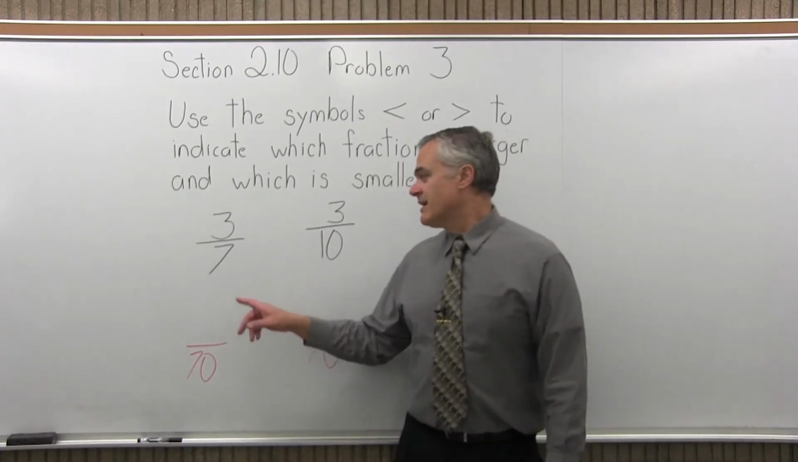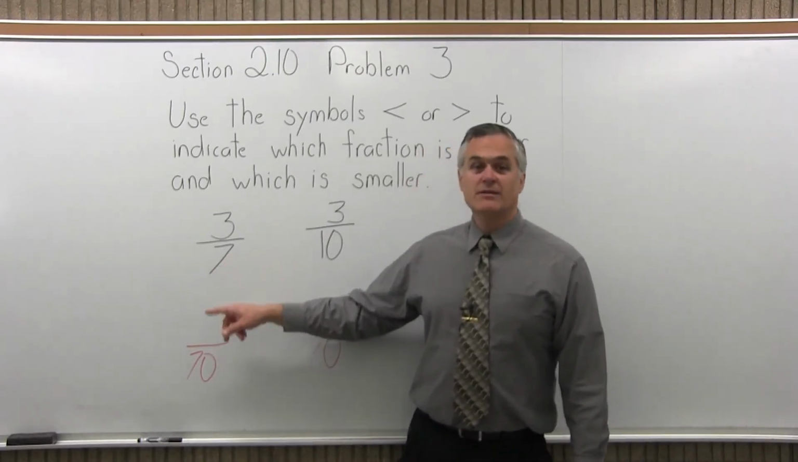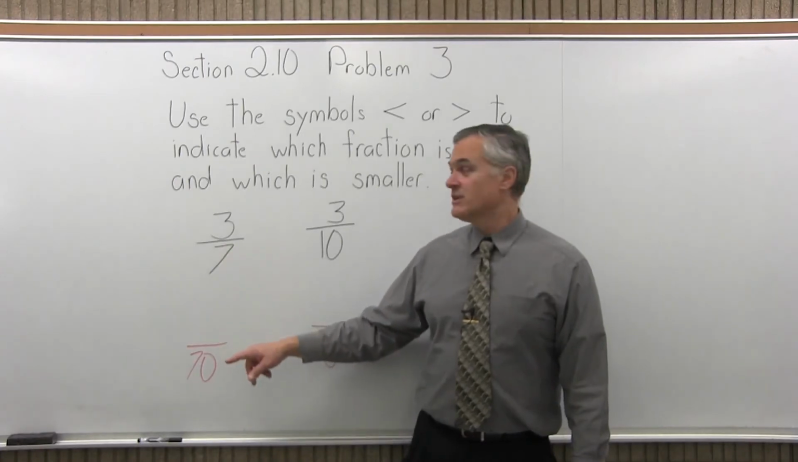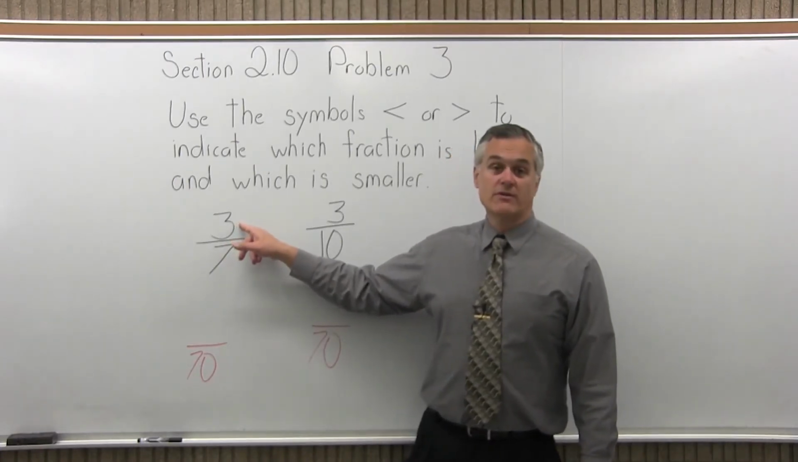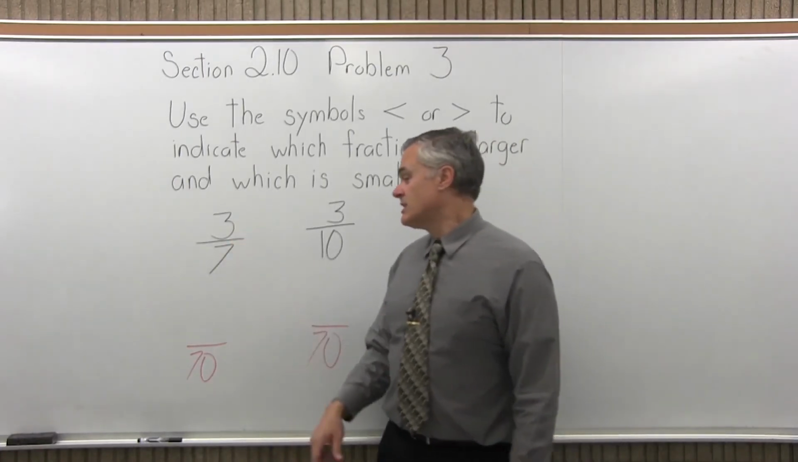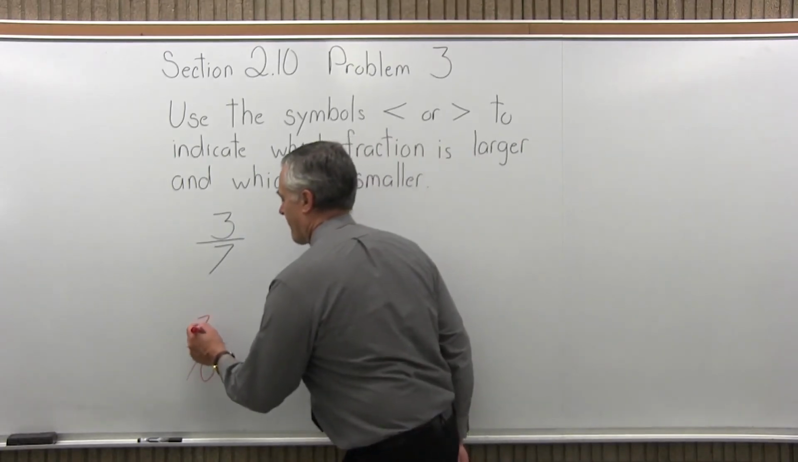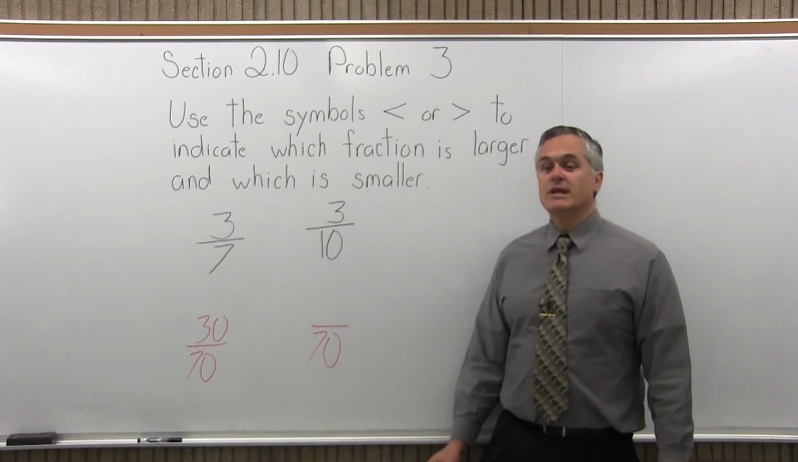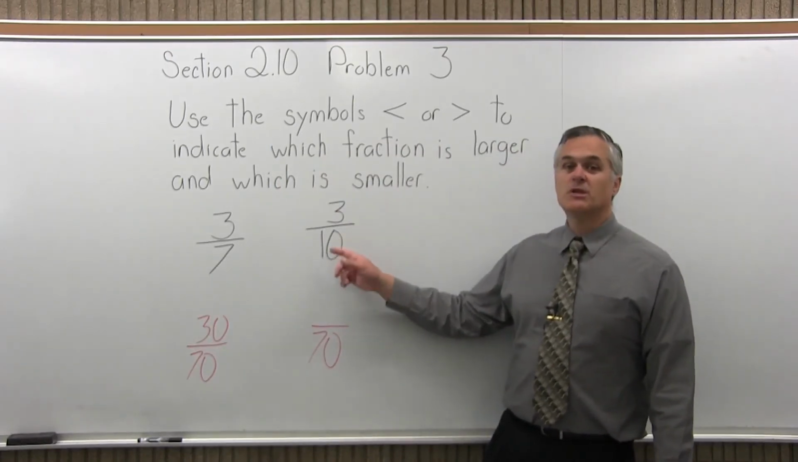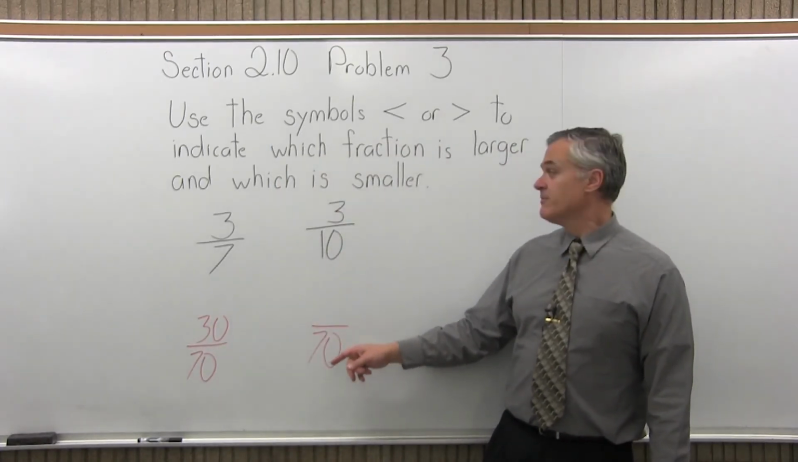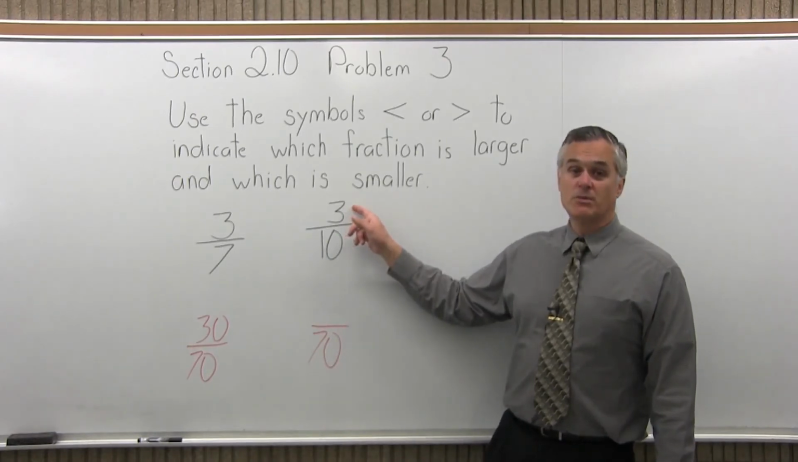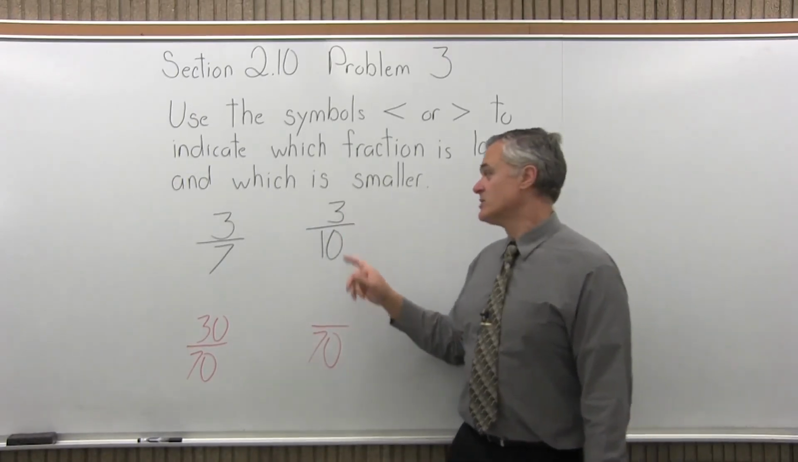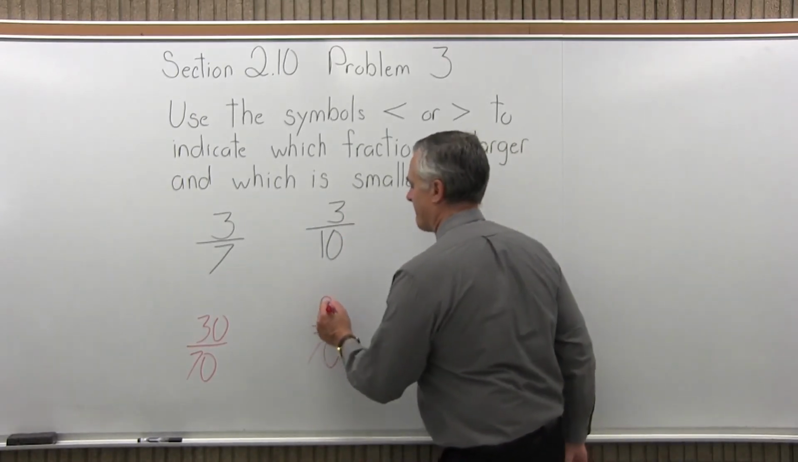Now, for the 3 over 7, that 7 was multiplied times 10 to turn the 7 into a 70. So the numerator would also have to be multiplied times 10. 3 times 10 is 30. And for the other fraction, 3 over 10, the denominator of 10 was multiplied times 7 to make a 70. So the numerator would also be multiplied times 7, the same value. So 3 times 7 is 21.